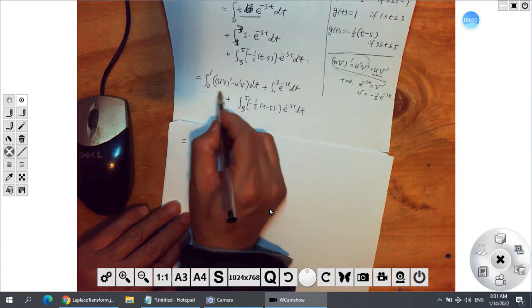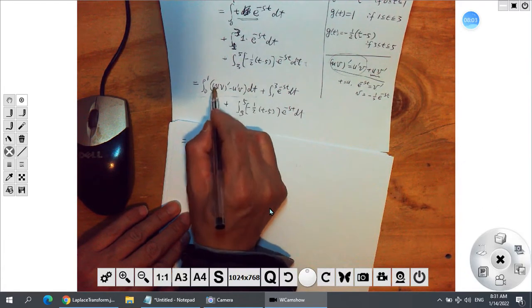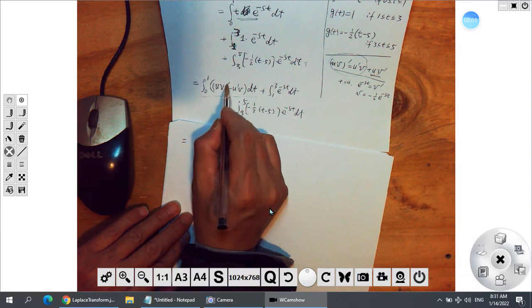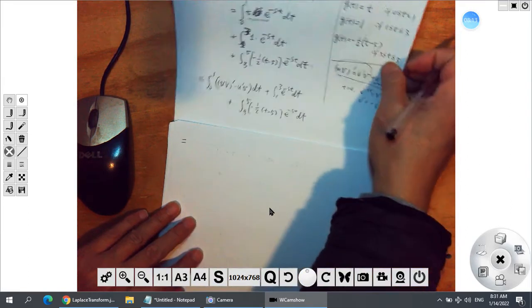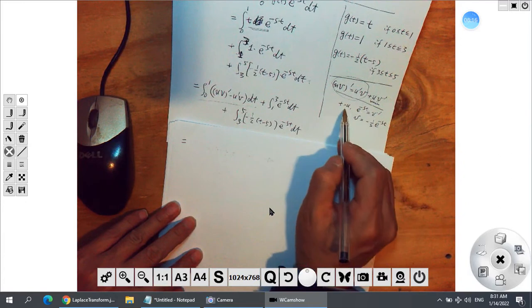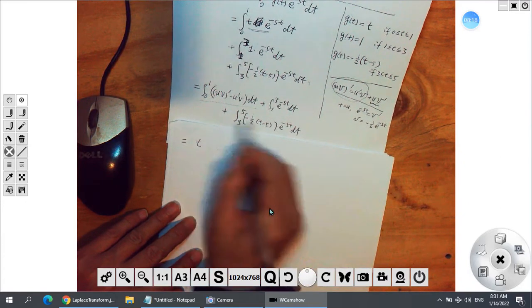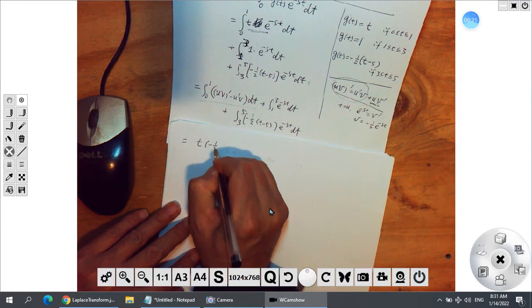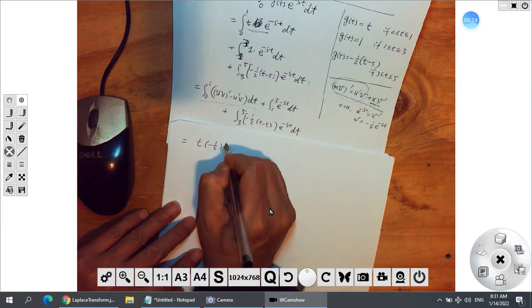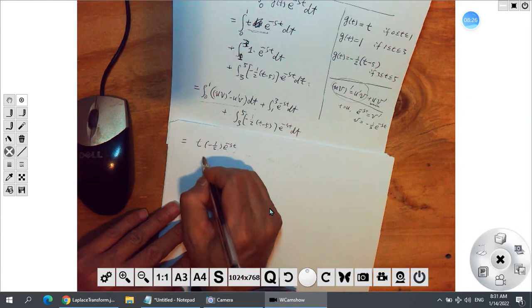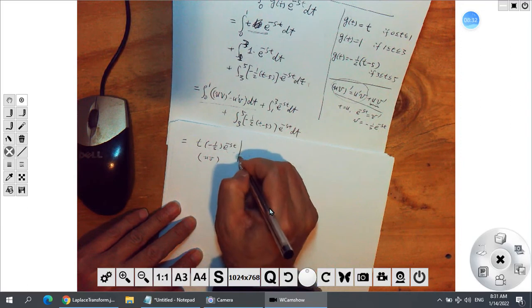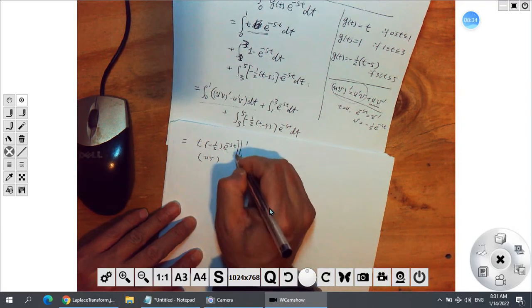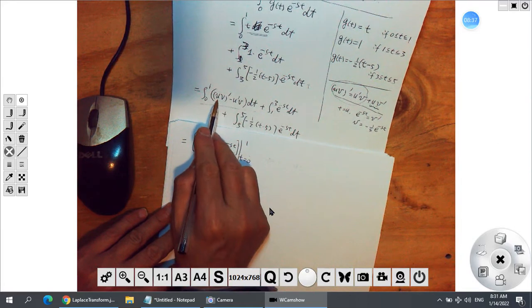This integration, I have two parts, right? The first part is u v prime, then derivative. Then you go back, right? So this part, after you do the integral, you get just u times v. So this is u times v. And u is t, and v is negative 1 over s times e to negative st. Right? This is u and v, and t will run from 0 to 1.